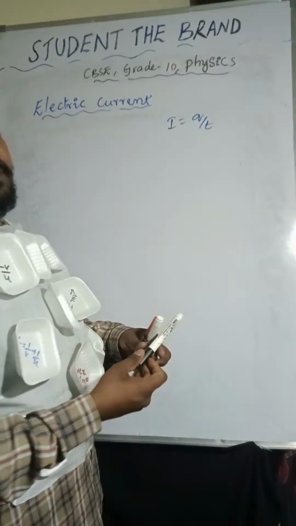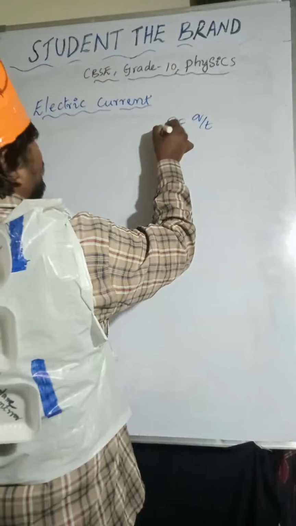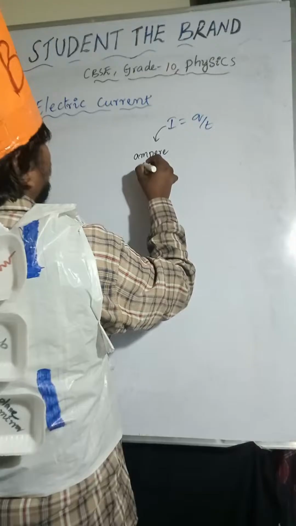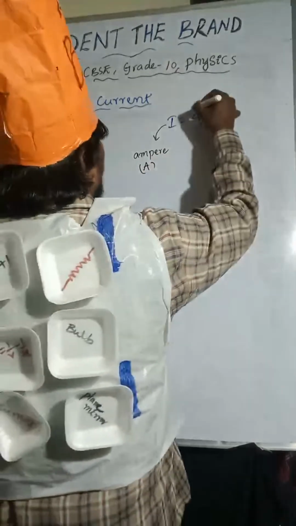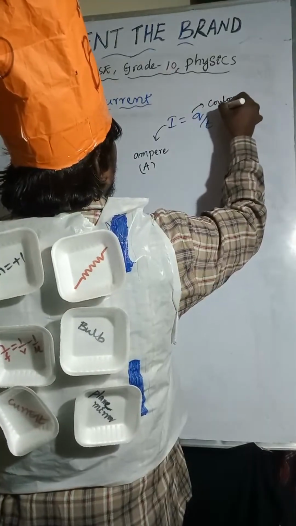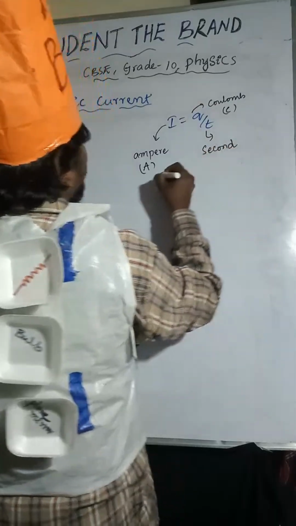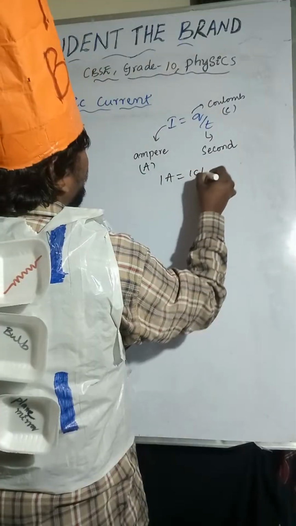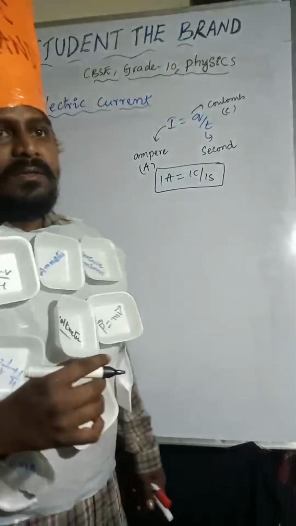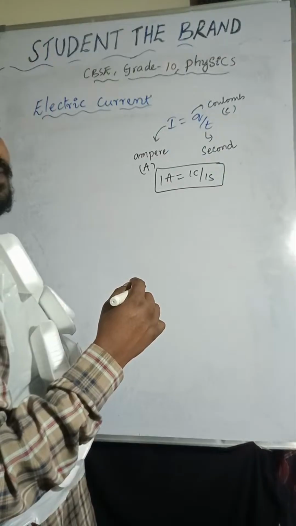SI unit of current is ampere, capital A. And the SI unit of charge is coulomb. And SI unit of time is second. So 1 ampere equal to 1 coulomb per 1 second.